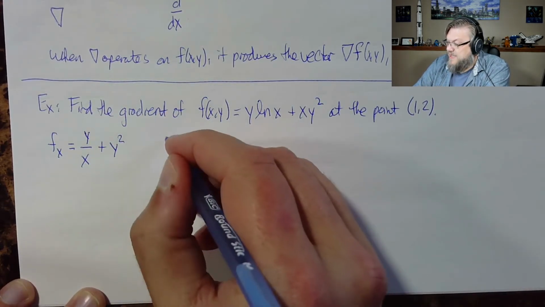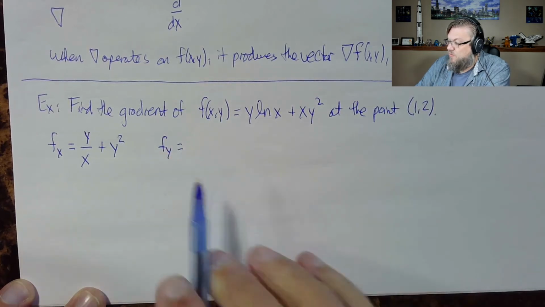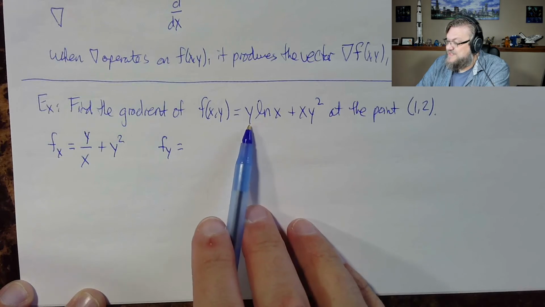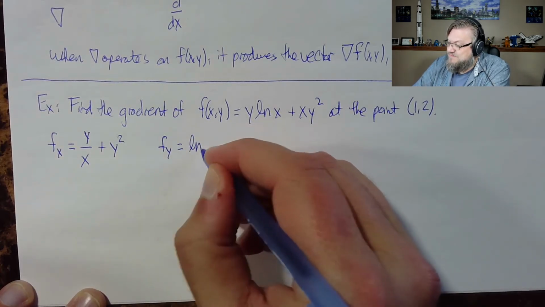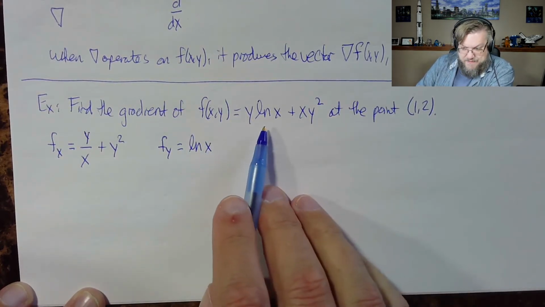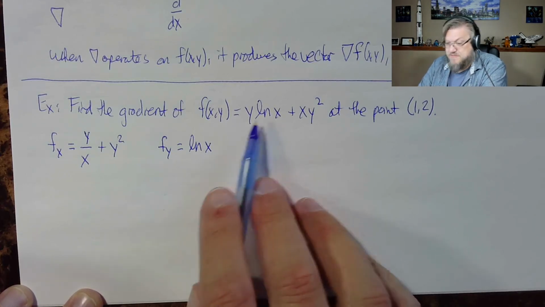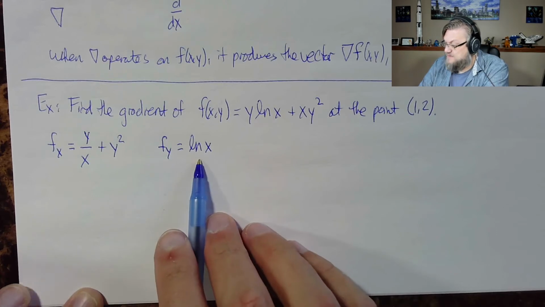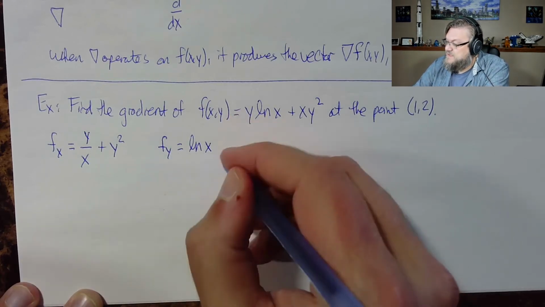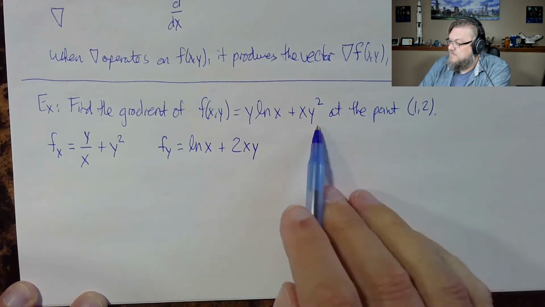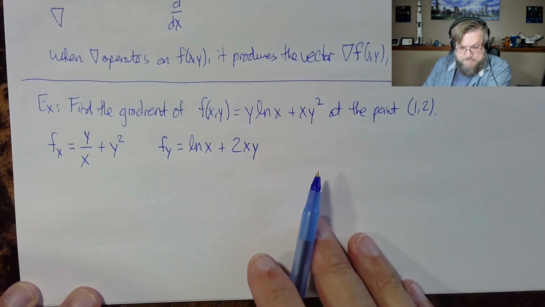Okay. We have the partial of f with respect to y. So here the variable is y. So the derivative of this is going to be ln of x, right? Because like the derivative of 5y would just be 5. And so the derivative of ln x times y would just be ln x, right? Plus 2xy, right? Doing that. Okay.